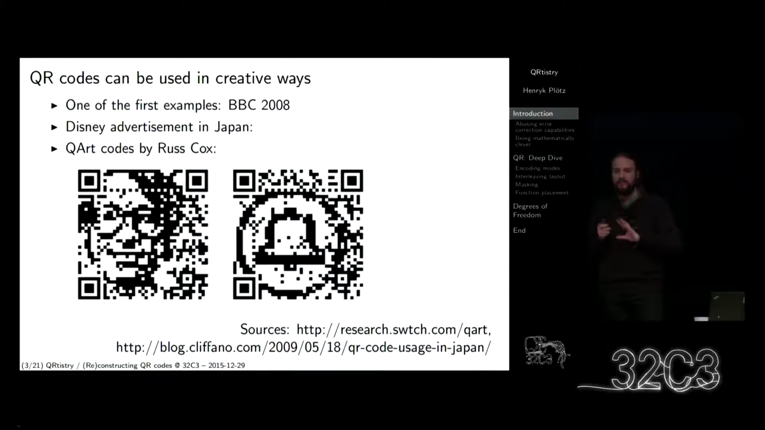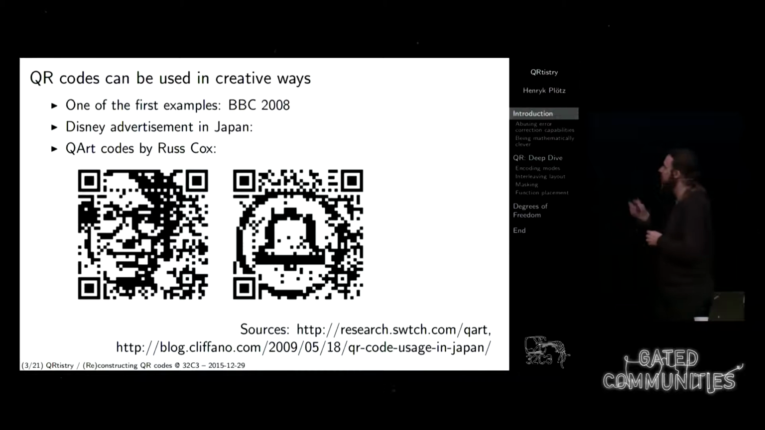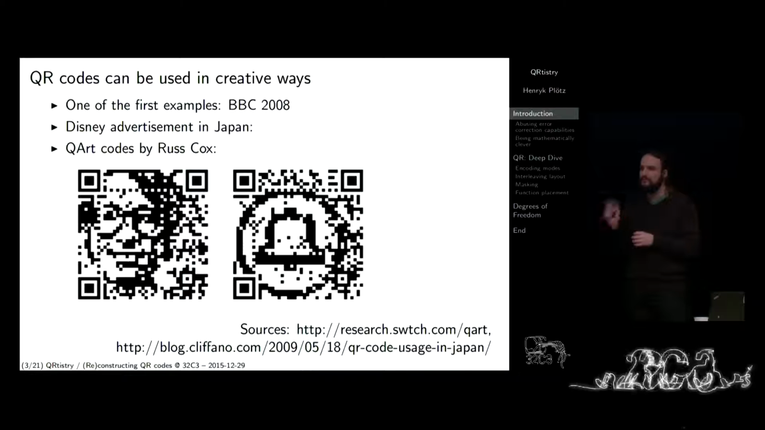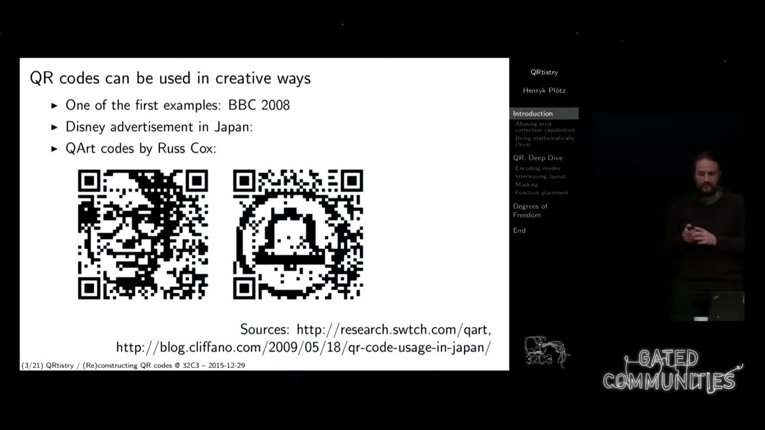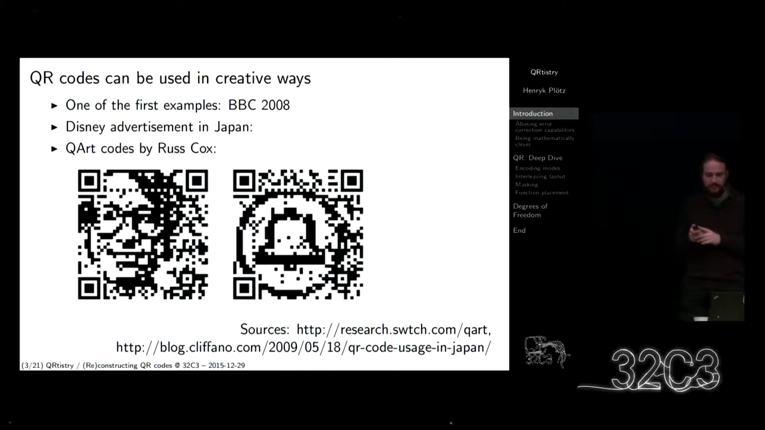This is the project by Russ Cox, QArt, he calls it. He did really great things and is able to encode pictures in most of the pixels. Those two codes are readable. They are fully valid QR codes. There is no trickery, no error correction involved. I'm not going to explain fully how that works. I'm just referencing that. You can read up on the first link.